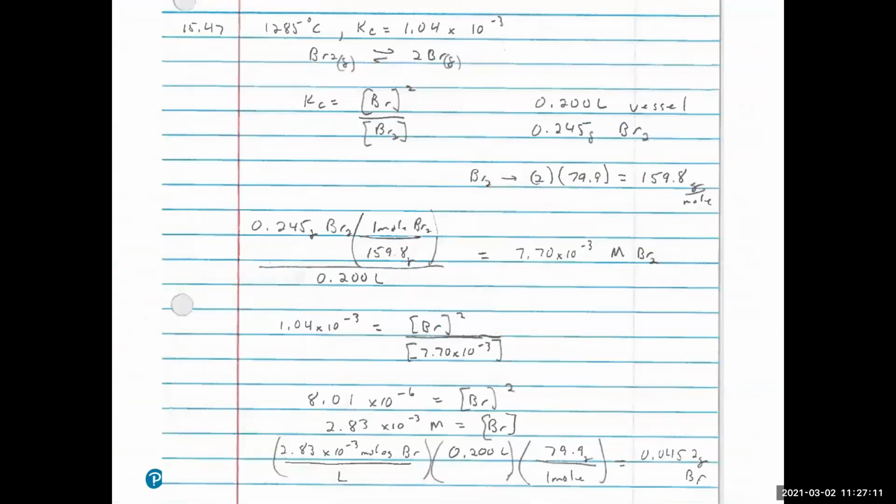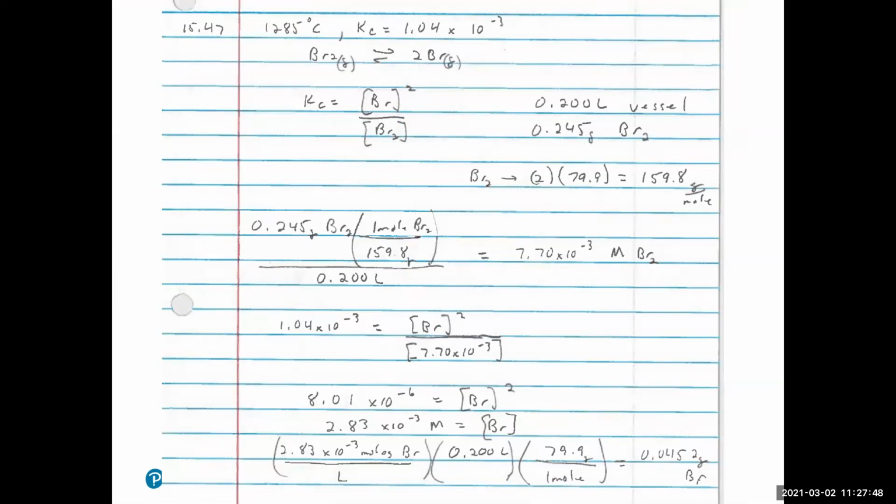Okay, let's look at 4.7. So in this one, we're told we have Br2 going to 2 Br. We're given the equilibrium constant value, and then we're told that it's a 0.2 liter vessel. And now we're told that we have 0.245 grams of Br2, and we want to know grams of Br.